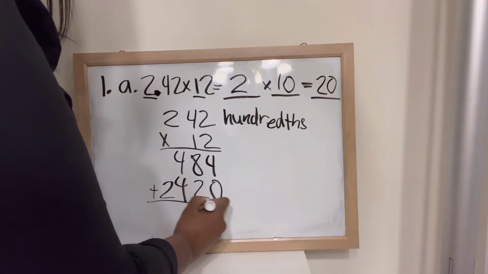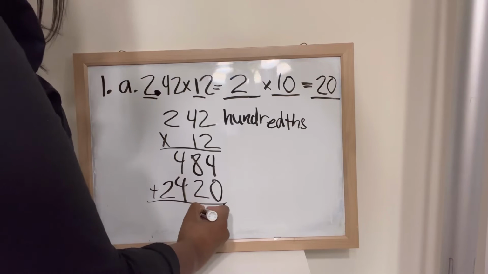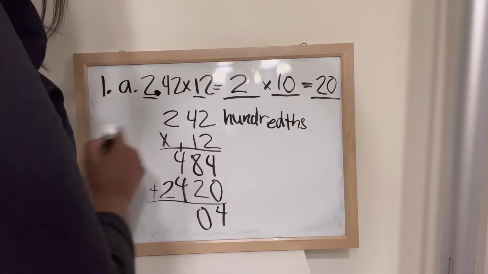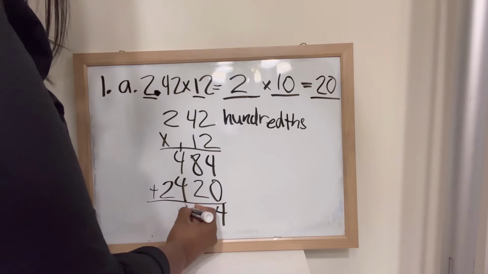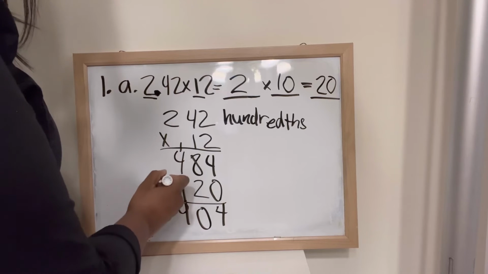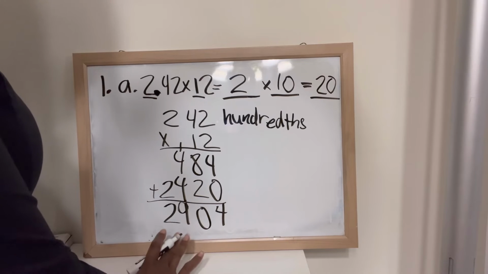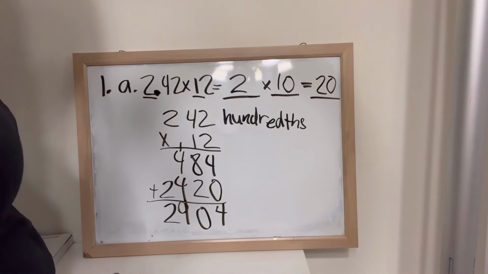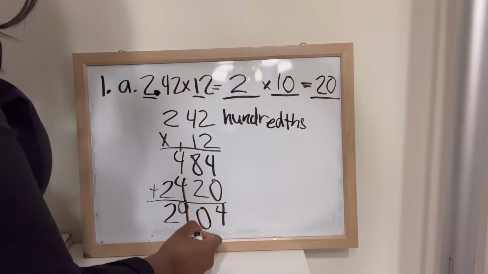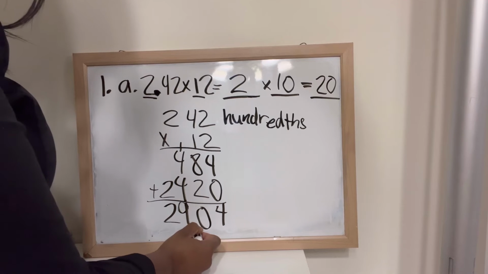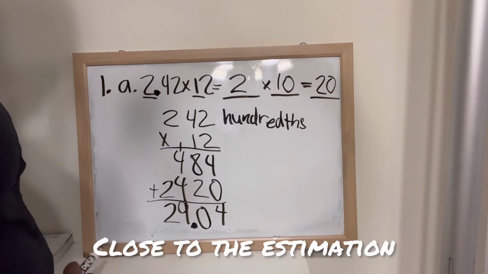You're going to add your partial products together. 4 plus 0 is 4. 8 plus 2 is 10. Carry your 1. 1 plus 4 is 5, plus 4 more makes it 9. And then the 2, we're just going to bring that down. Now that we have the answer, we need to show hundredths. How do we show hundredths? We show hundredths by making sure we have 2 numbers behind the decimal. So you would insert the decimal point here. So it'd be 29 and 4 hundredths.